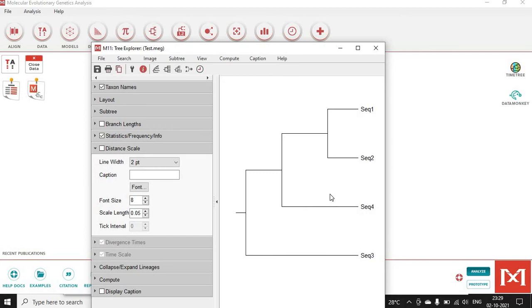So basically the branch length represents the evolutionary distance, and it also represents the differences. And here you see that sec3 has 0.40. It means it is distantly related, but sec1 and sec2 are very closely related. Here we can also show the distance scale.